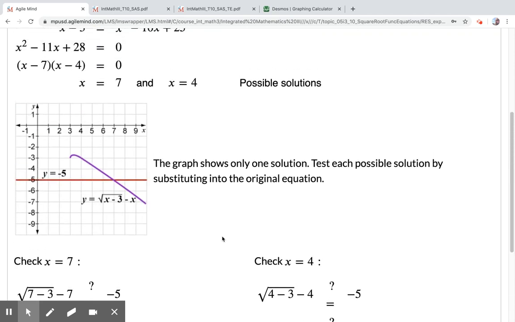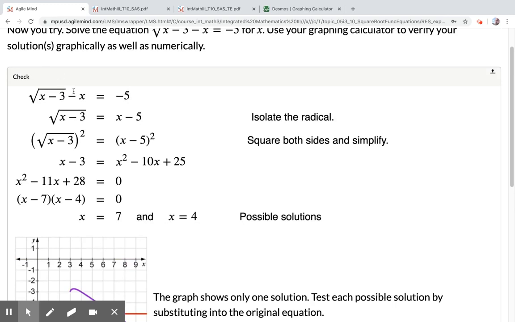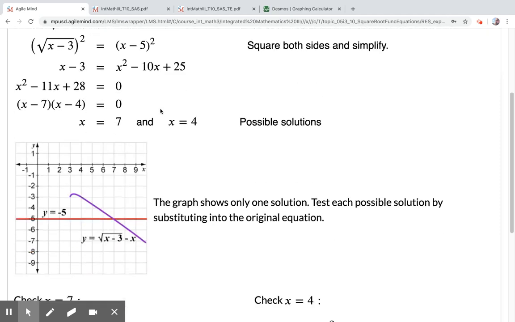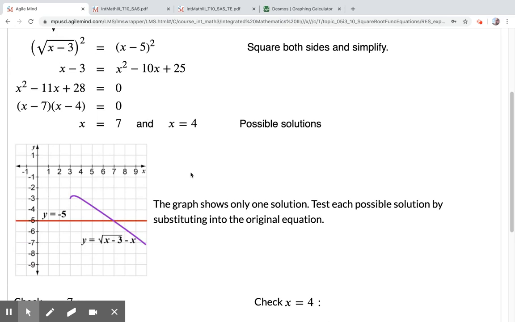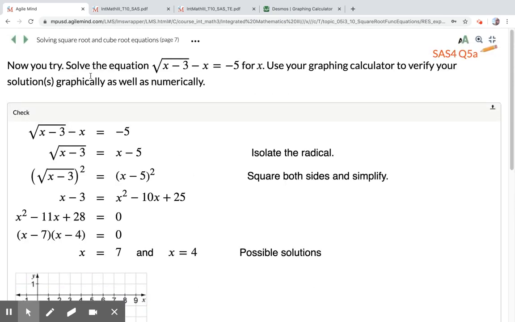If you graphed the original, so if I graphed y equals the square root of x minus 3 minus x, and if I graphed y equals negative 5, I would see, hey, they only actually intersect once. So this is what I mean. It's so important that you plug back in and double check, double check, double check.